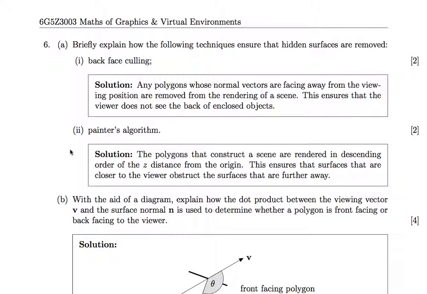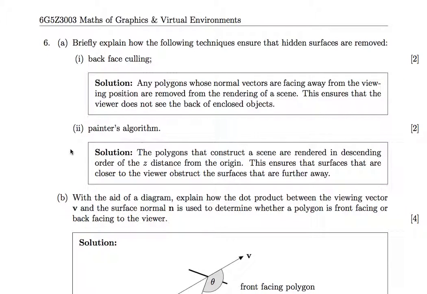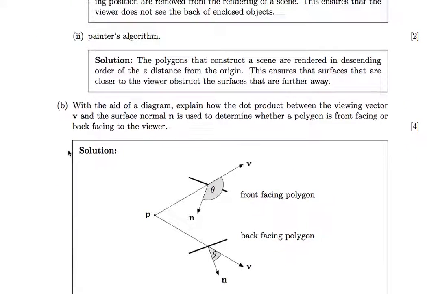Painter's algorithm, this is where you list the polygons in descending order by the z distance from the origin. Okay, so that ensures that in scenes, polygons which are further away are obscured by closer polygons.